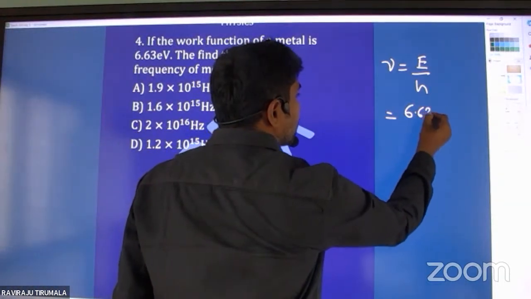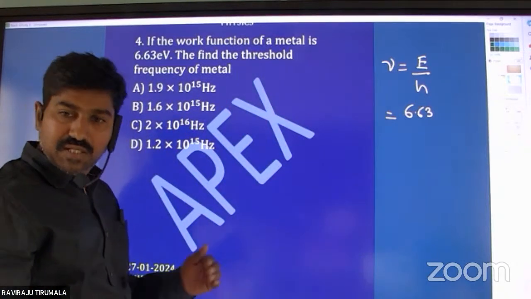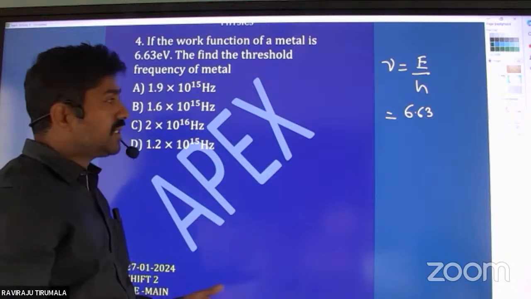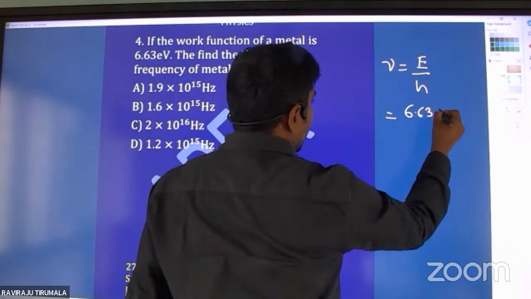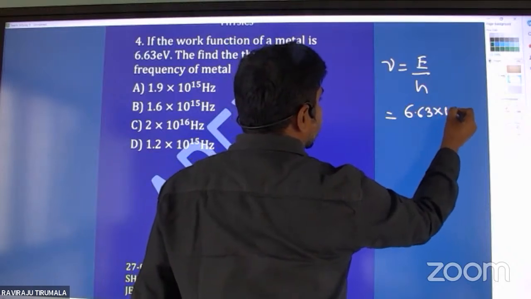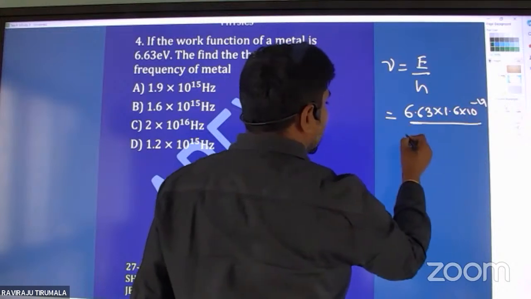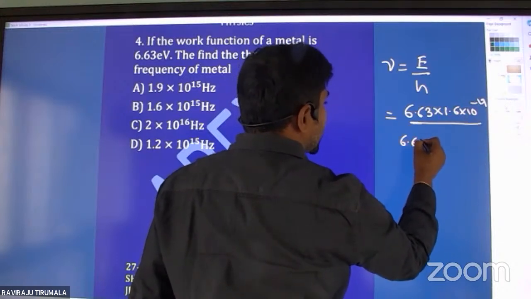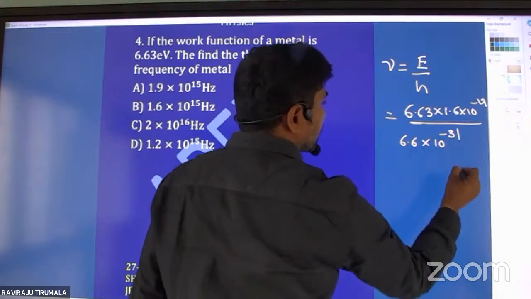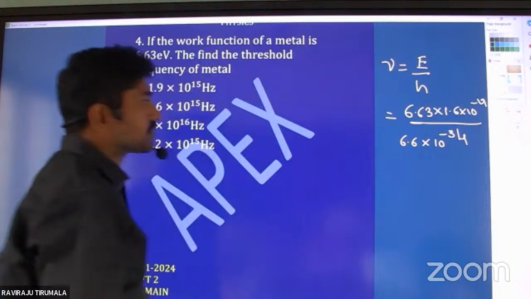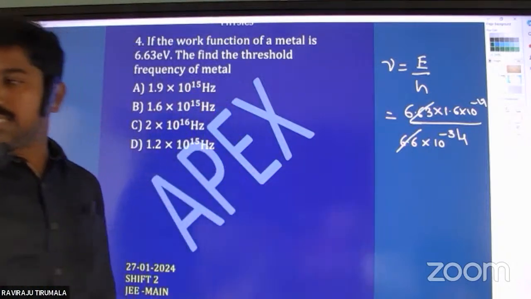But of course, Planck's constant will be in SI units, so the energy also you can directly write in terms of joules. So how can you convert electron volt into joule? Planck's constant will be 6.625 something into 10 power minus 34. Of course, 6.63 and 6.6 are nearly cancelled.